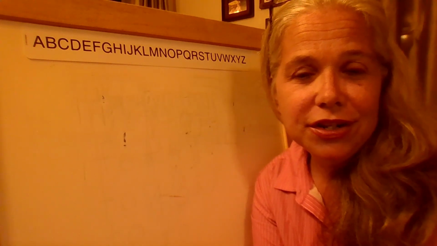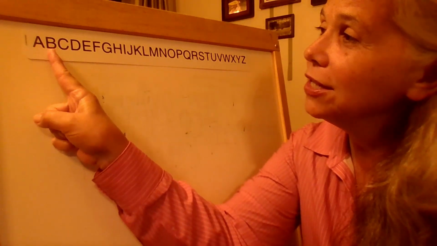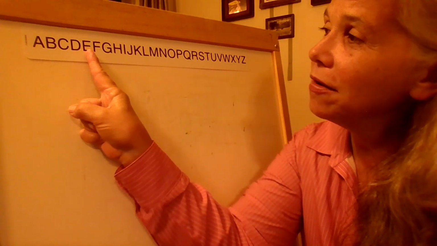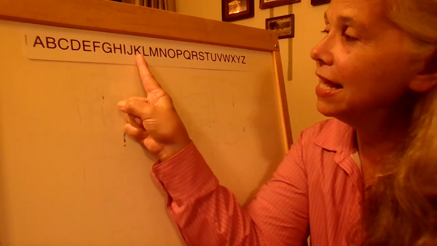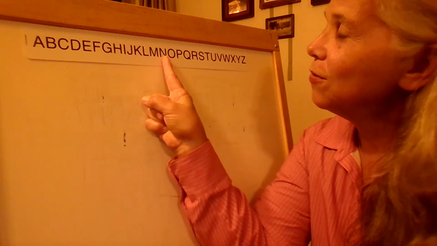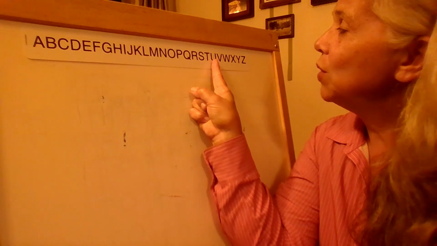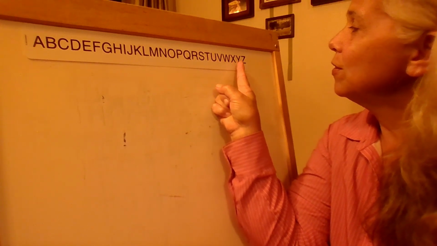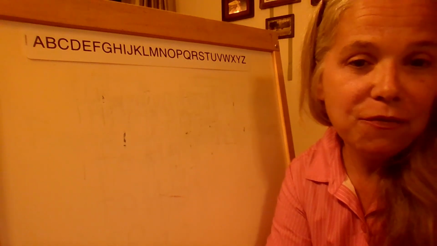Let's count the letters and see how many letters are in the English alphabet. 1, 2, 3, 4, 5, 6, 7, 8, 9, 10, 11, 12, 13, 14, 15, 16, 17, 18, 19, 20, 21, 22, 23, 24, 25, 26. There are 26 letters in the English alphabet.